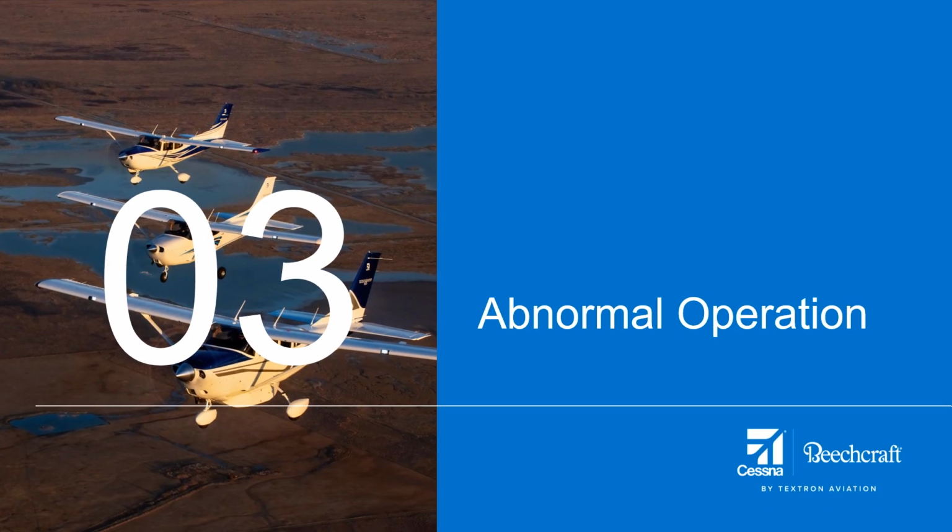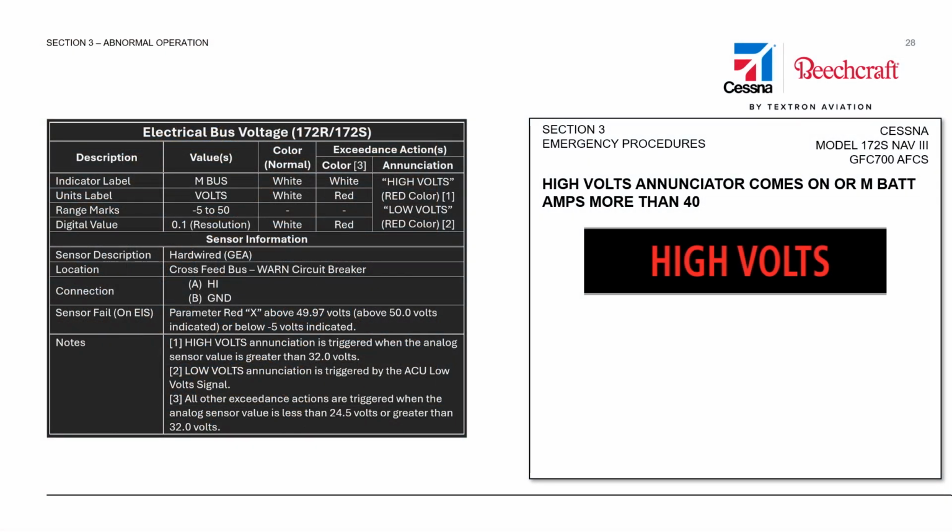Abnormal operation in Module 3 here covers system malfunctions and how they are indicated in the cockpit. In our first scenario, the flight crew has observed a high volts CAS message. The POH tells the crew to turn off the master alternator switch and reduce electrical load, as the systems will now be running on the main ship's battery and, if necessary, the standby battery. The question becomes, what caused this CAS message to appear?